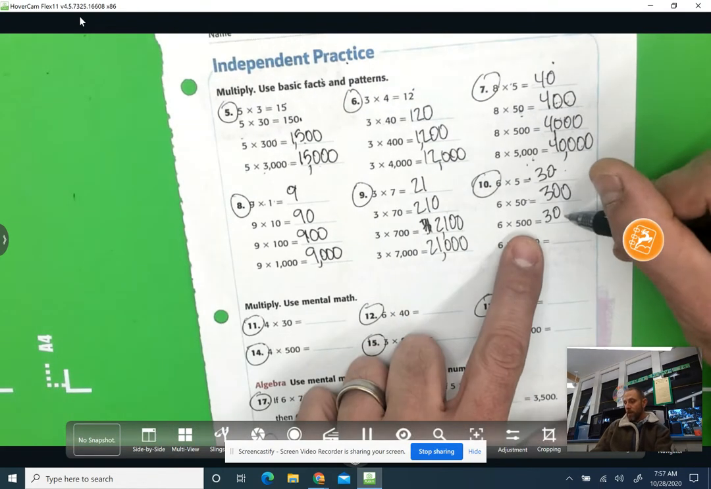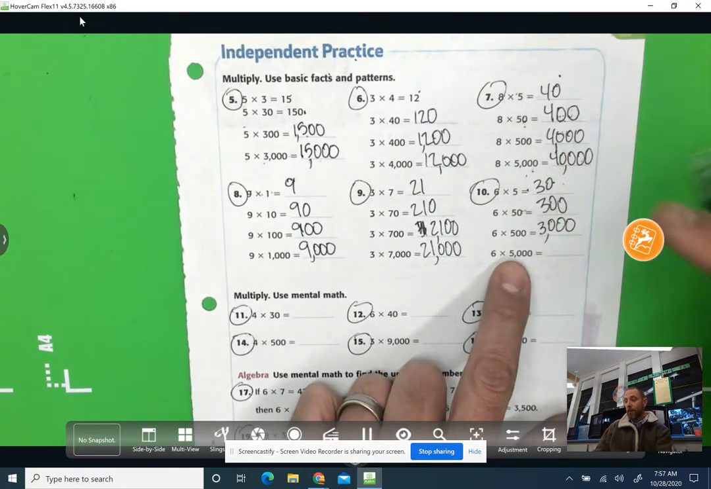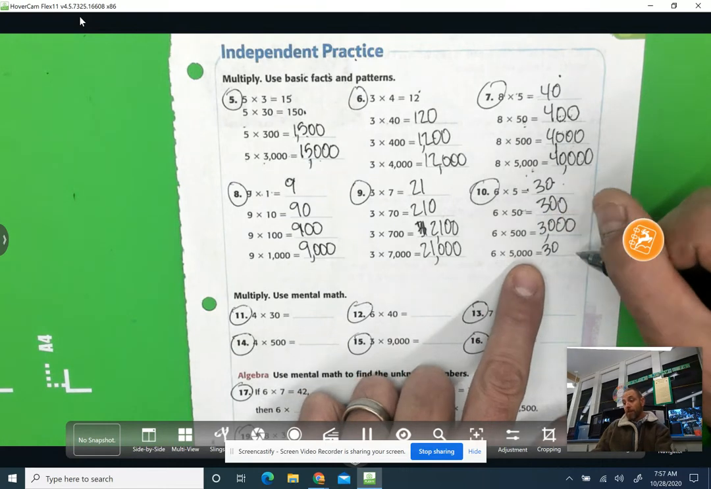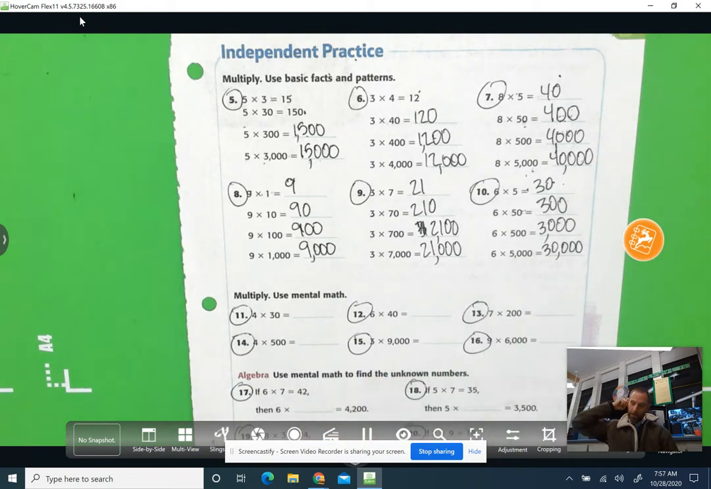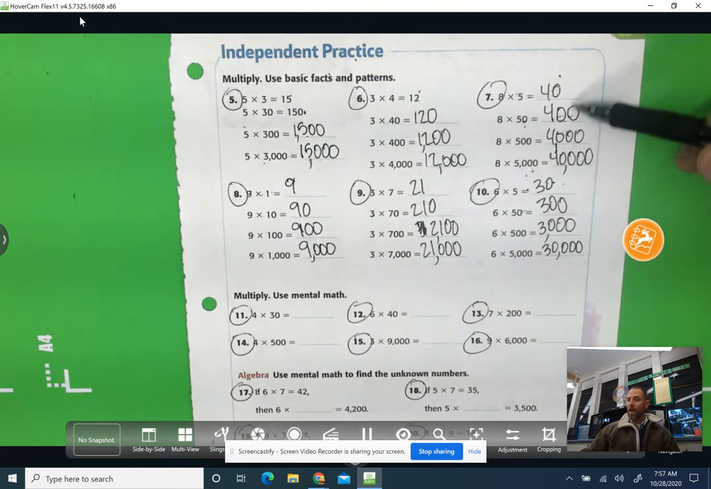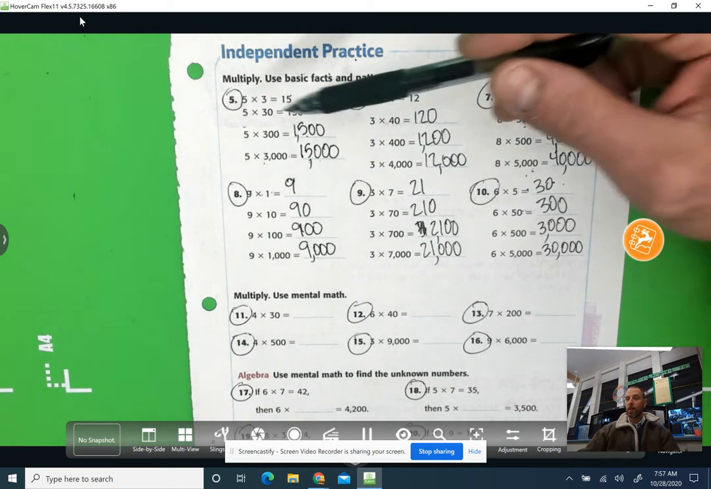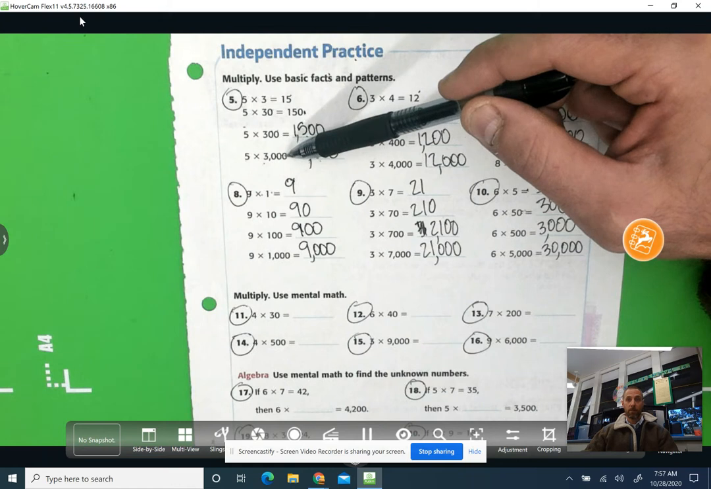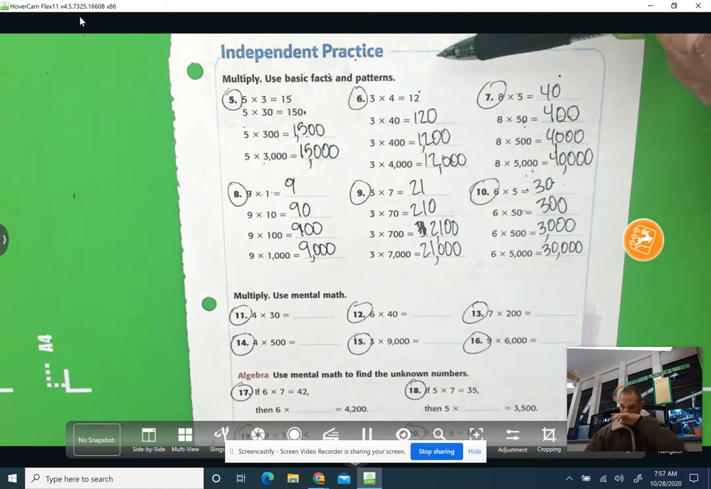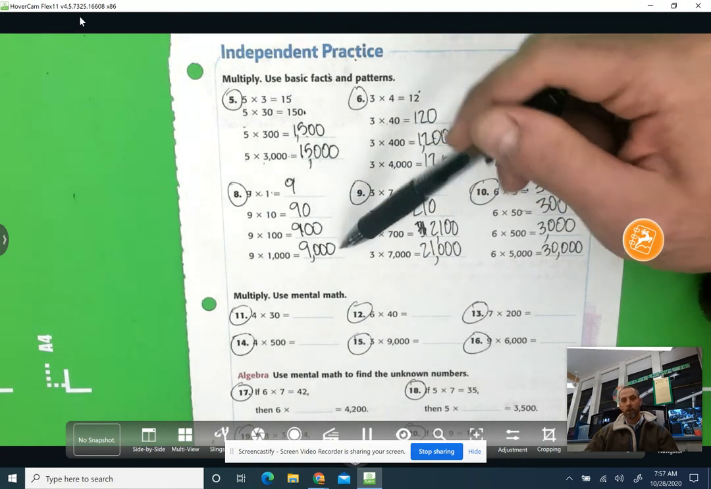6 times 500. Add the 2 zeros. 3,000. 6 times 5 is 30. 6 times 5,000. Let's add 3 zeros. Okay, alrighty. So that is the intro here for the pattern of multiplying numbers that have a 0 in the ones place, a 0 in the ones and the tens place, a 0 in the ones, tens, and the hundreds place. Okay, these are all multiples or creating multiples of 10, 100, and 1,000.